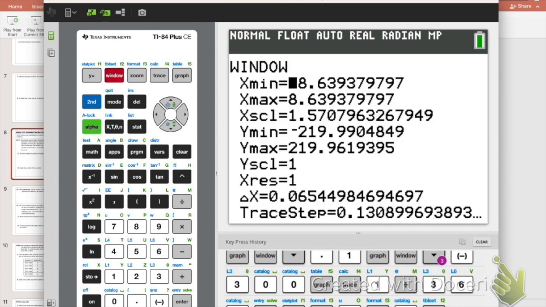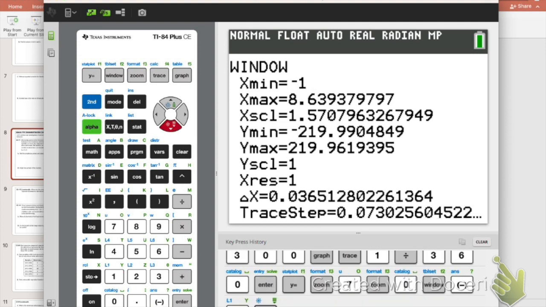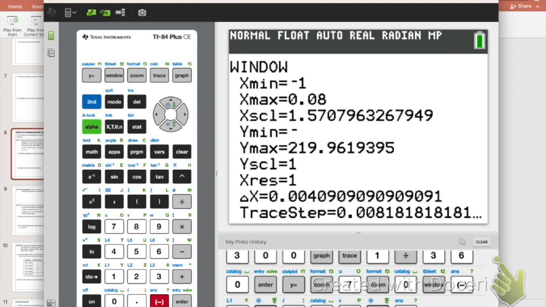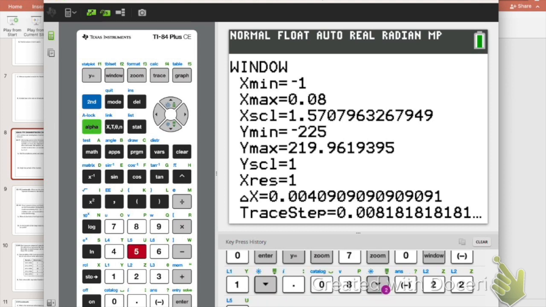Like I can make my window be maybe negative 1 for my x minimum. My x max, since we went out to 13/360ths as a decimal, that's just 0.03. So if I double that to get 2 cycles, that's 0.07. So maybe I can go out to 0.08. Y minimum, we need to be lower than 220. So let's do negative 225. Y max, let's do positive 225. Let's see what that looks like.